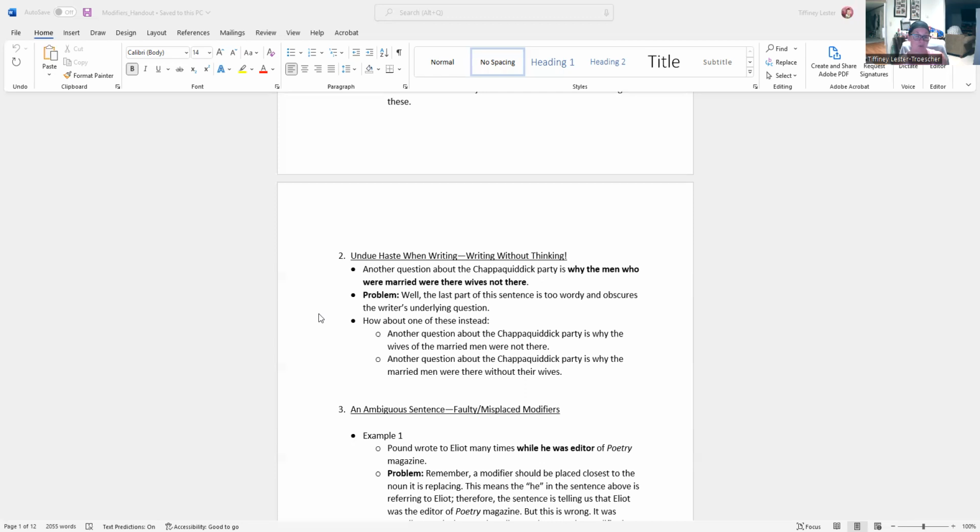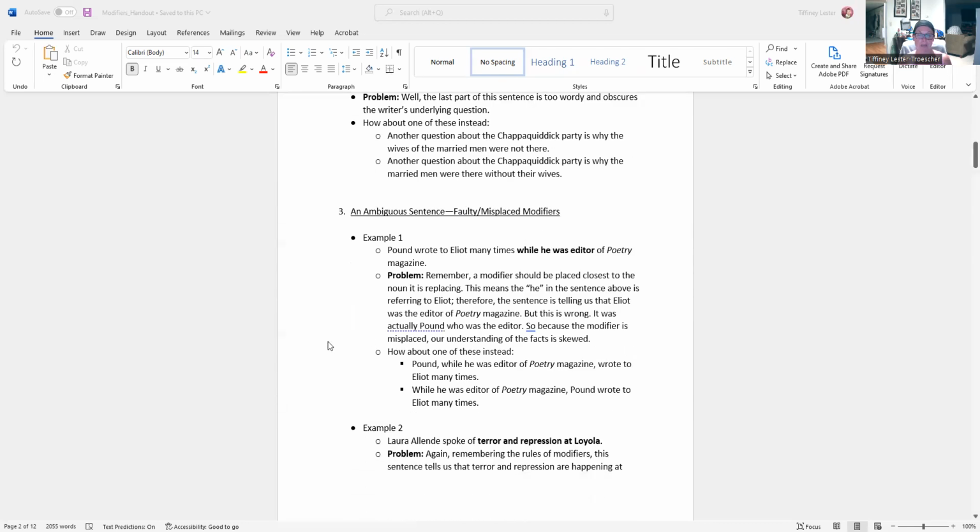Another reason that we can end up with confusion in our sentences, again, is because of our use of modifiers. Sometimes we can have a faulty or misplaced modifier. Misplaced, meaning we have the correct modifier, but we simply haven't put it in the correct place within the sentence. So I have some examples here. Pound wrote to Eliot many times while he was editor of Poetry magazine.